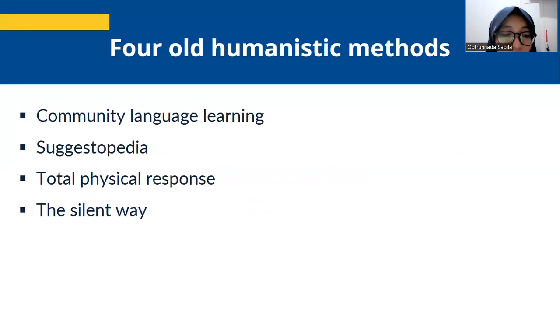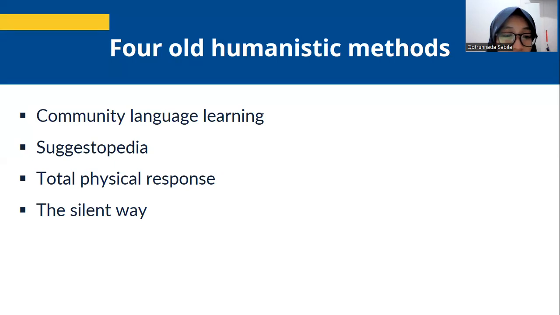Okay, next is about our old humanistic methods. The methods are community language learning, and in its classic form, a knower stands outside a circle of students and helps them see what they want to say by translating, suggesting, or amending the students' utterances. And then next is Suggestopedia. In this method, students need to be comfortable and relaxed so that their affective filter is lowered. And then students take on different names and exist in a child-parent relationship with the teacher.